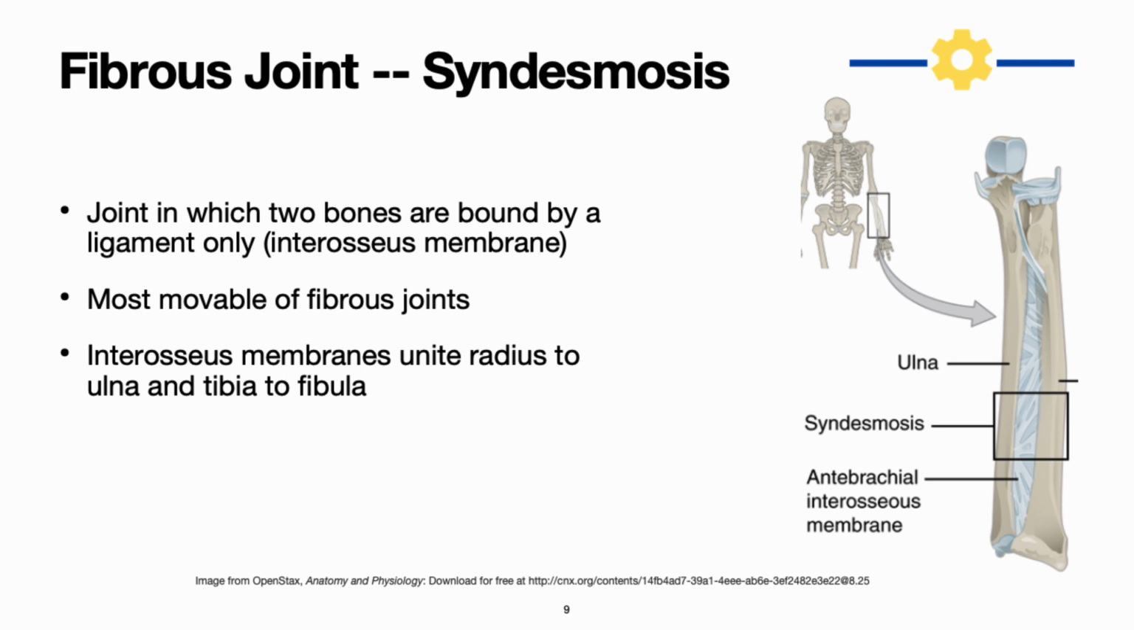A syndesmosis is a fibrous joint, and we see these in a couple places in the body, most notably between the ulna and the radius and the tibia and the fibula. It's where two bones are bound by a ligament. In the case of the ulna and the radius here, we see this interosseous membrane. There also are some other ligaments that join the proximal and distal ends of these two bones. But this interosseous membrane unites the radius to the ulna.